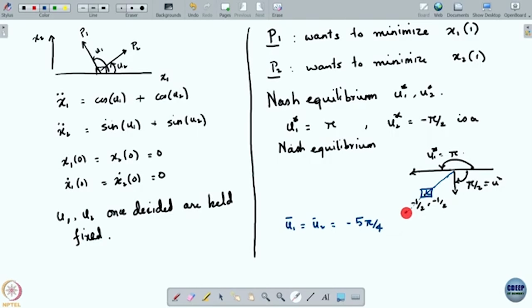So if player 1 sticks to this, player 2 would lean more towards the vertical axis downwards. Likewise, if player 2 sticks to this, player 1 would lean more towards the horizontal axis, and eventually it is better for player 1 to go in this direction and player 2 to go in this direction. Okay. So the reason I brought this example up is because this helps you visualize what is going on in a strategic situation.